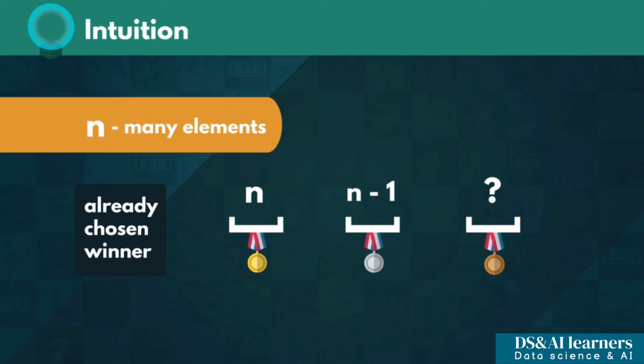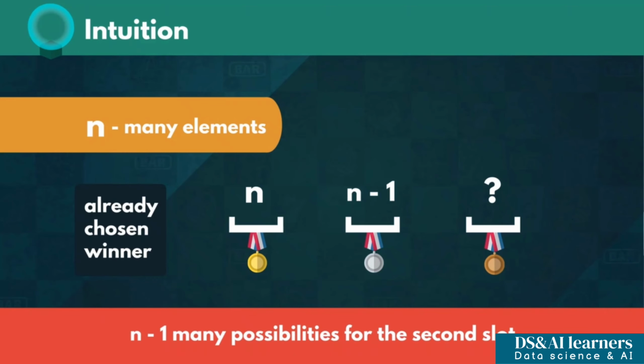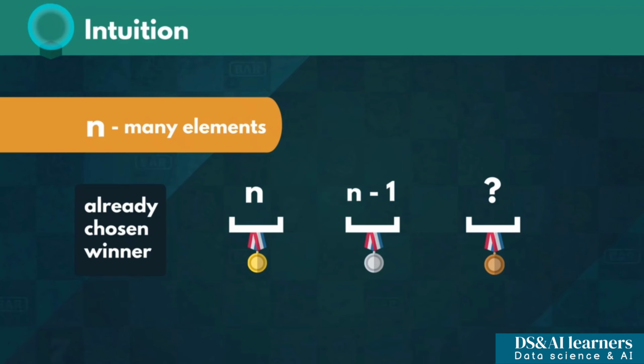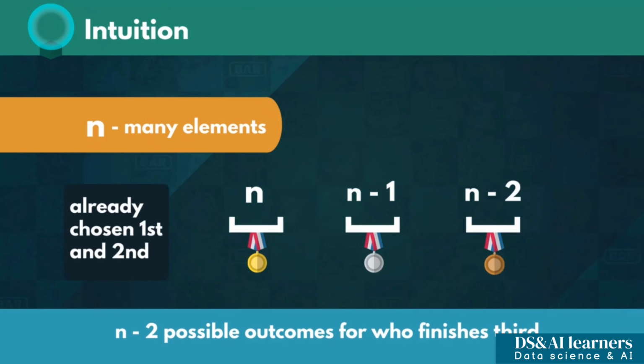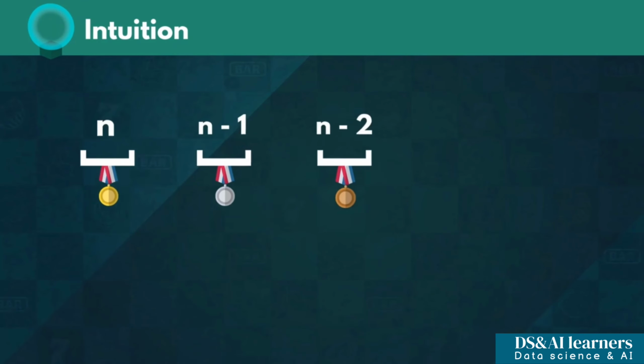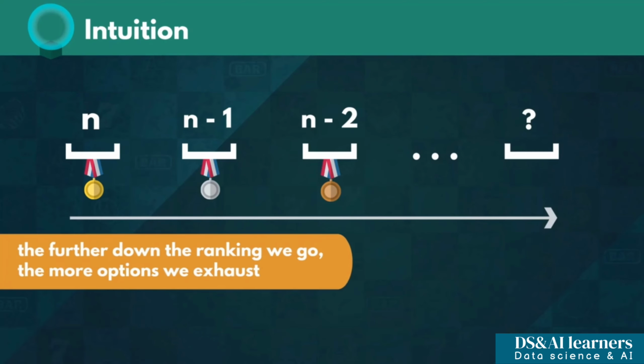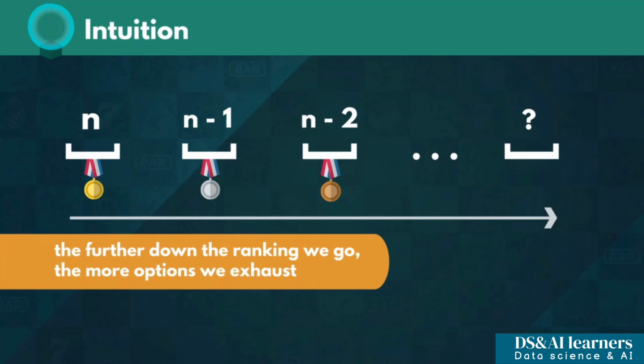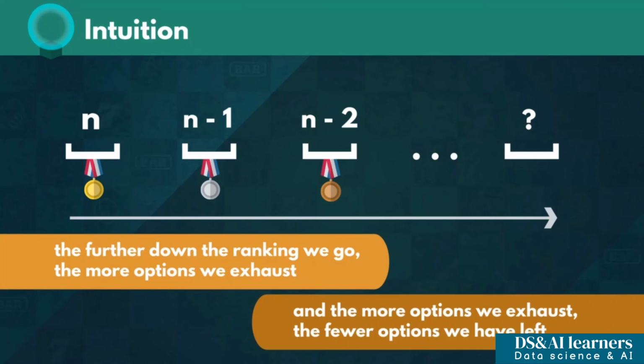Regardless of which out of the n elements we chose to take the first slot, we have n minus 1 many possibilities for the second slot. Similarly, we would have n minus 2 possible outcomes for who finishes third, and so on. Generally, the further down the ranking we go, the more options we exhaust. And the more options we exhaust, the fewer options we have left. This trend will continue until we get to the last element, for which we will only have a single option available.